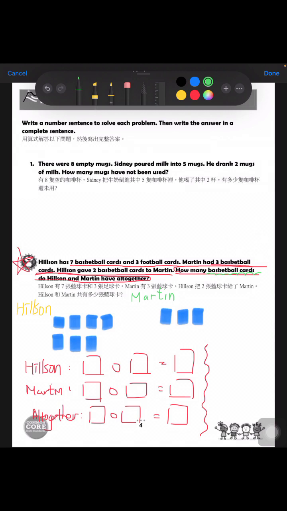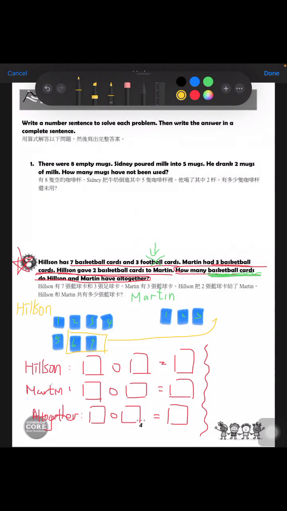For example, Hilson has 7 basketball cards and 3 football cards. Okay, the information about 3 football cards is noise, so we can ignore this information. So we just need to find the number of basketball cards. Hilton has 7 basketball cards. 1, 2, 3, 4, 5, 6, 7. How about Martin? Martin had 3 basketball cards. 1, 2, 3. And the question is that Hilton gave 2 basketball cards to Martin.